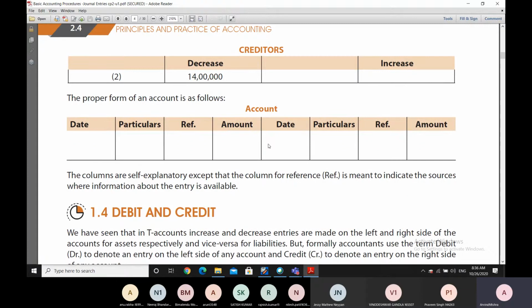So finally, we come to the conclusion that an account can be written by dividing any account into two sides, the left side and the right side. And on the left side, we should have four columns: date, particulars, reference of the journal folio, and amount. And on the right side also the same columns should be there: the date, particulars, reference of the journal folio, and amount. So any account should have these two sides containing these four columns.